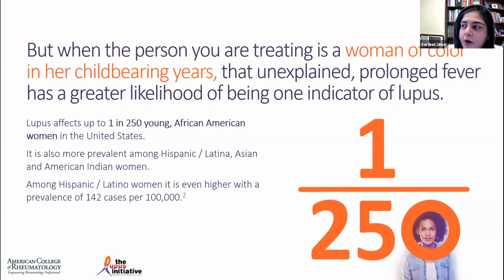When you're treating a person of color of childbearing age who has unexplained prolonged symptoms and prolonged fevers, they may have a higher likelihood of having lupus. Lupus affects 1 in 250 young African-American women in the United States. It's also more prevalent in Hispanic, Latina, Asian, and American Indian women. For Hispanic and Latino women the risk is even higher, with a prevalence of 142 cases per 100,000. That makes us realize that it affects patients of color much more compared to Caucasians, although it does happen in Caucasian patients too.